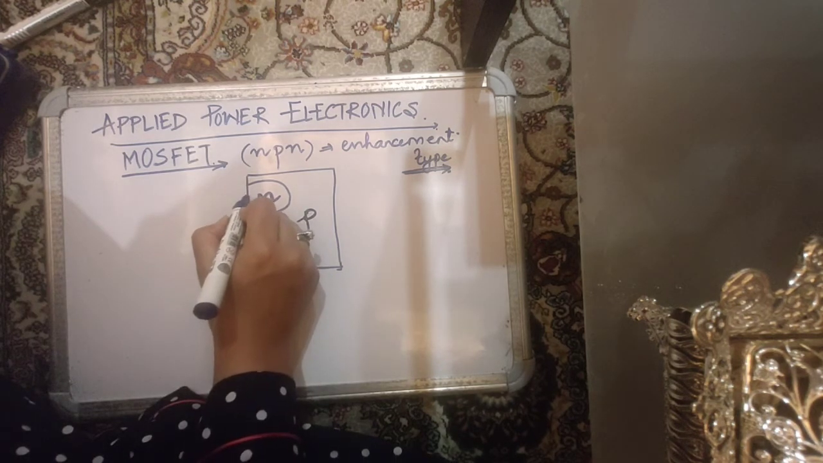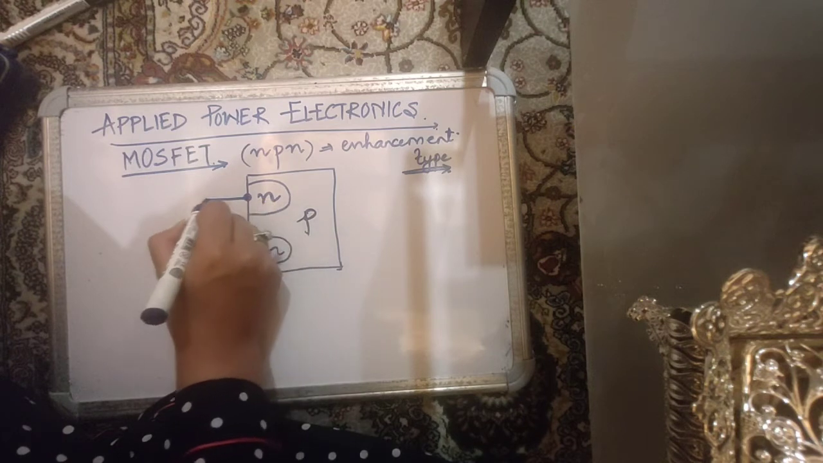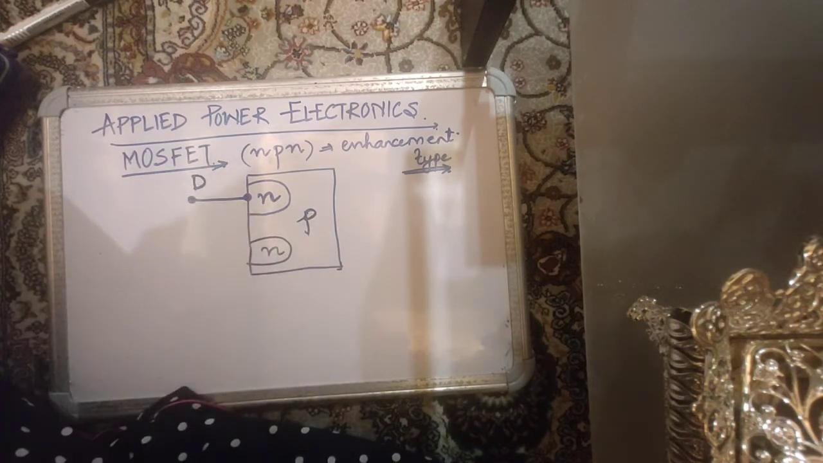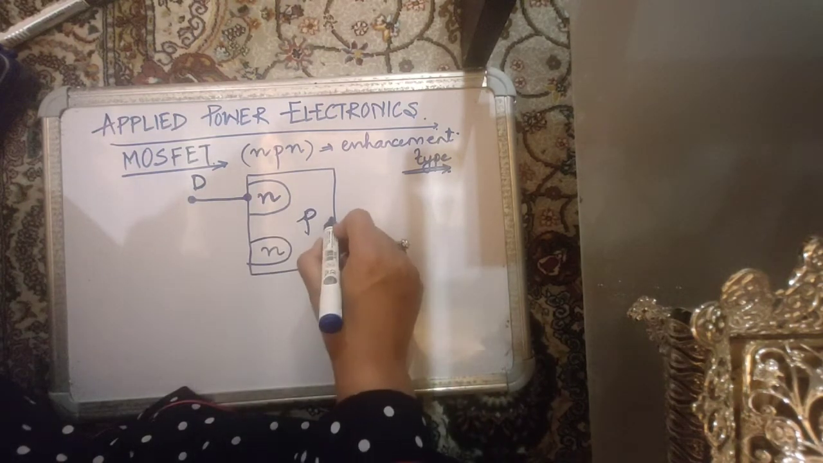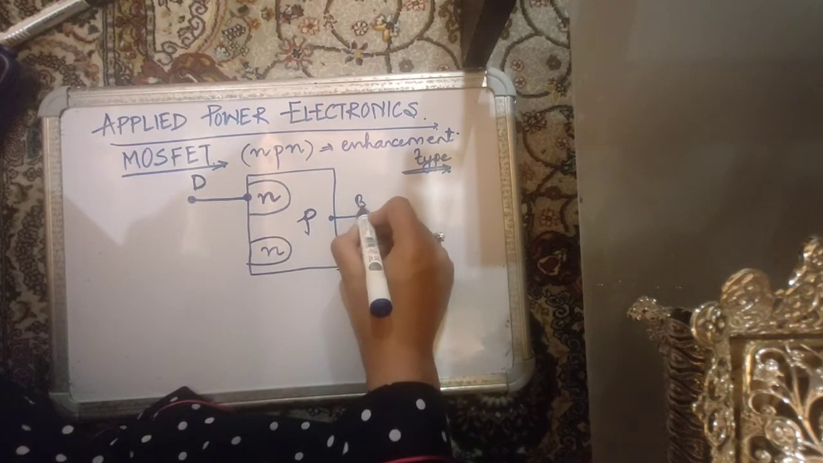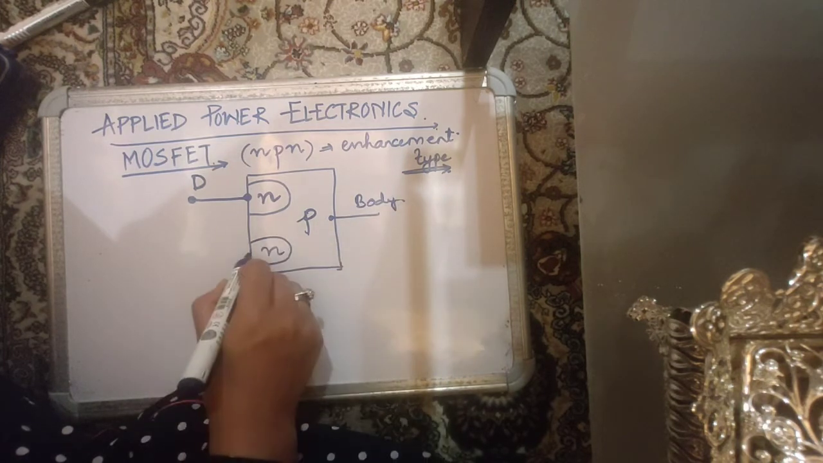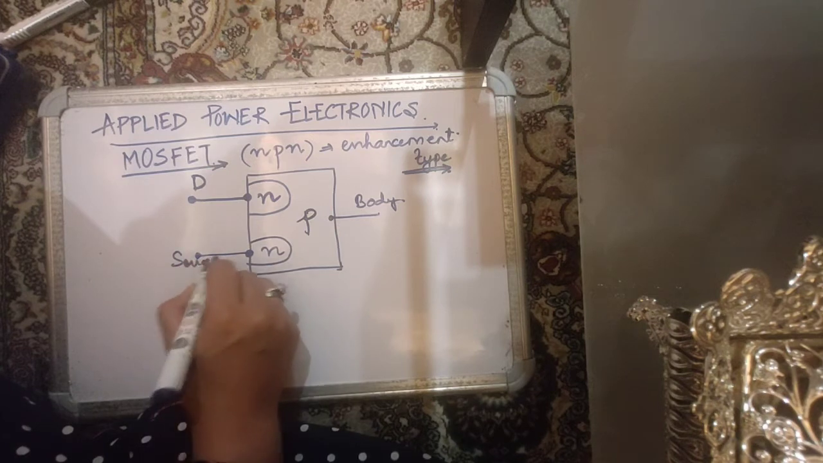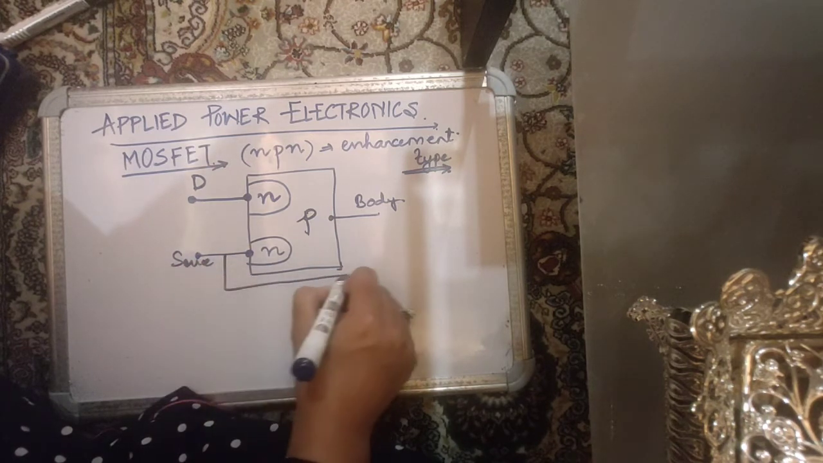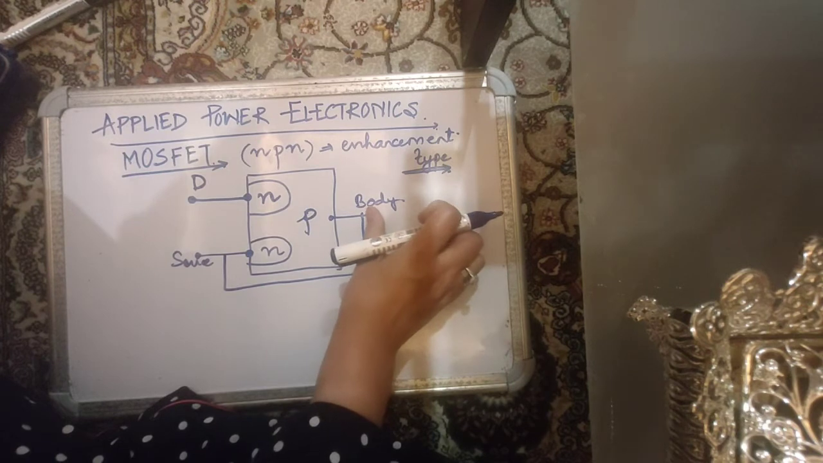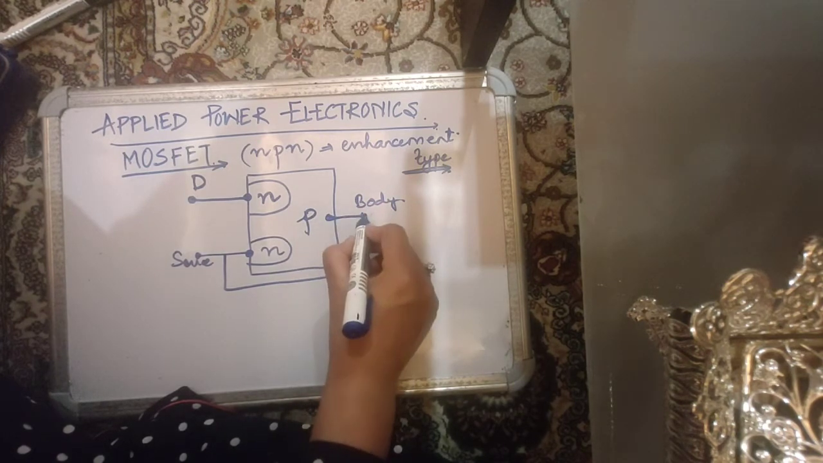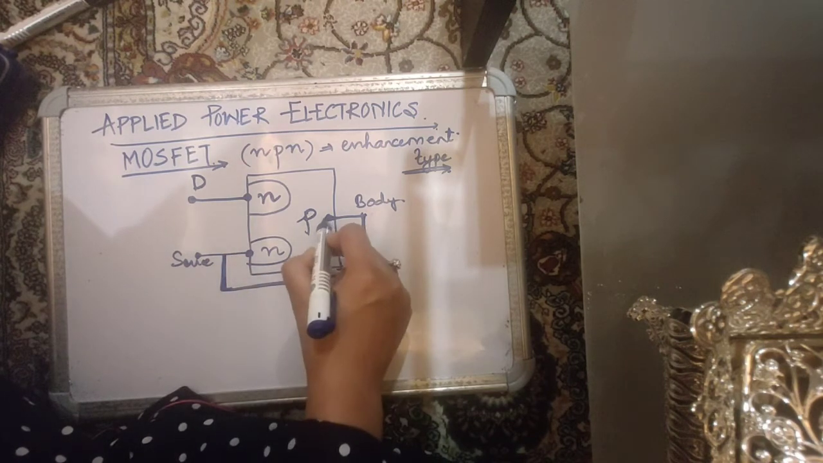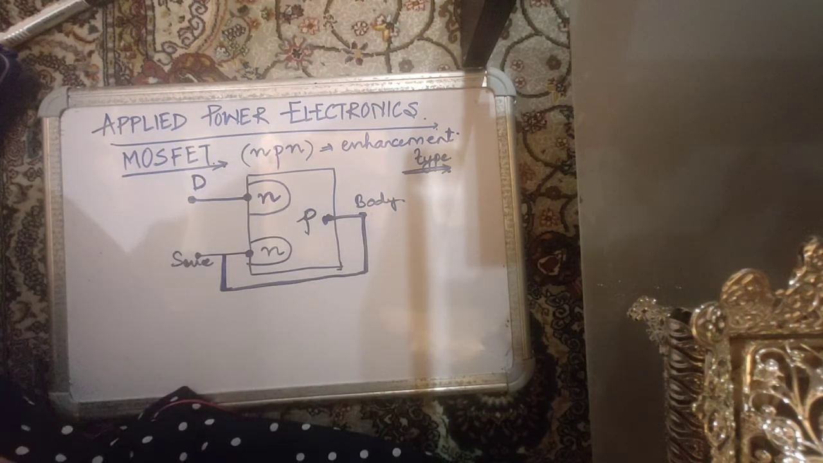Now this terminal, the top n region, is known as the drain, and the p region is known as the body, and the bottom N region is known as the source. Very often in the construction, there is a body source short by means of a metallic contact. So the body is shorted with the source by means of some metallic contact.